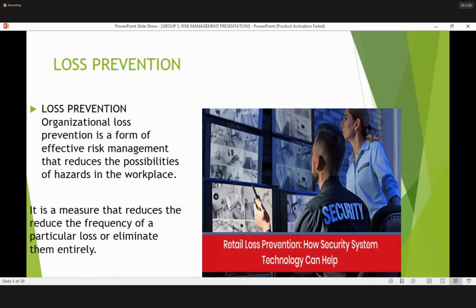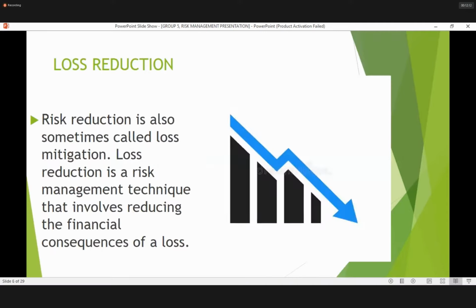Another technique is risk reduction. It's sometimes called loss mitigation. It's a process of reducing the consequence of the risk. So in this case, the frequency is high, but the severity is low. The probability of it occurring is very high, but the intensity of the risk is very low. So what you have to do with this type of risk is you have to prevent it.